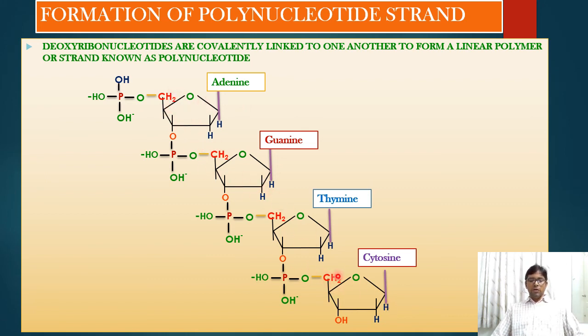Two polynucleotide chains are arranged parallel to each other, and complementary base pairing takes place between the nitrogen bases of two opposite polynucleotide strands. Adenine pairs with thymine with two hydrogen bonds, or vice versa. Guanine pairs with cytosine with three hydrogen bonds, or vice versa. In this way, two polynucleotides are bound to each other with hydrogen bonds. In this way, a DNA is constructed.